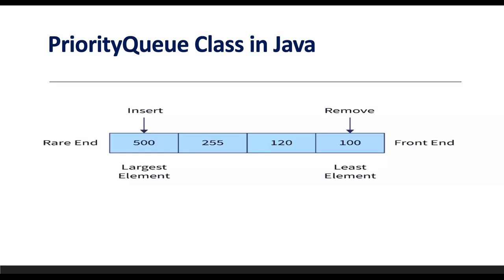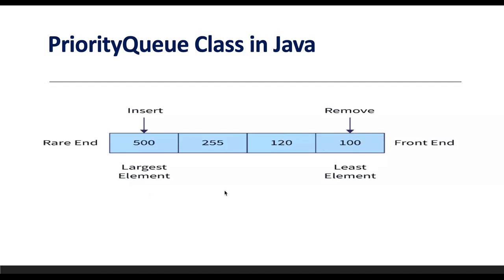Now let's see the internal structure, how it looks internally as part of the Java concept. This is how it will look. Two concepts come into the picture here: the rear end and the front end. An item is inserted at the rear end and removed from the front end. When we insert elements, they go in one by one, and the elements inserted first are removed from the queue first, and that is called the front end.